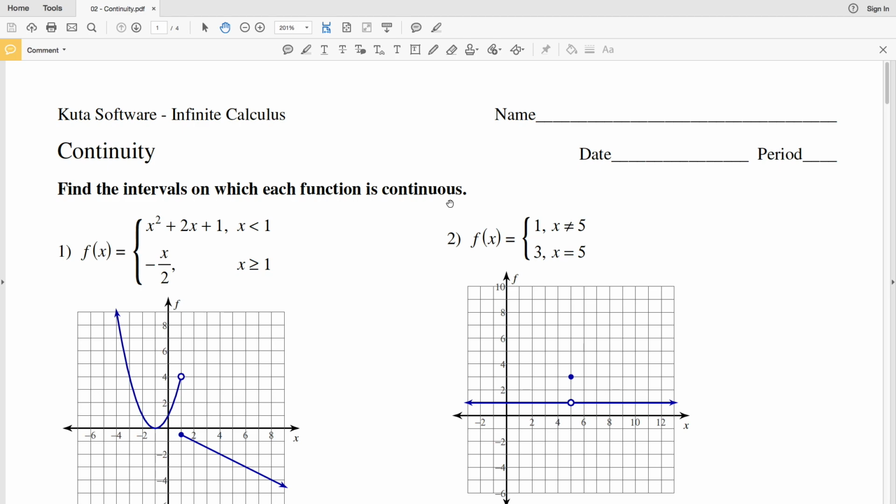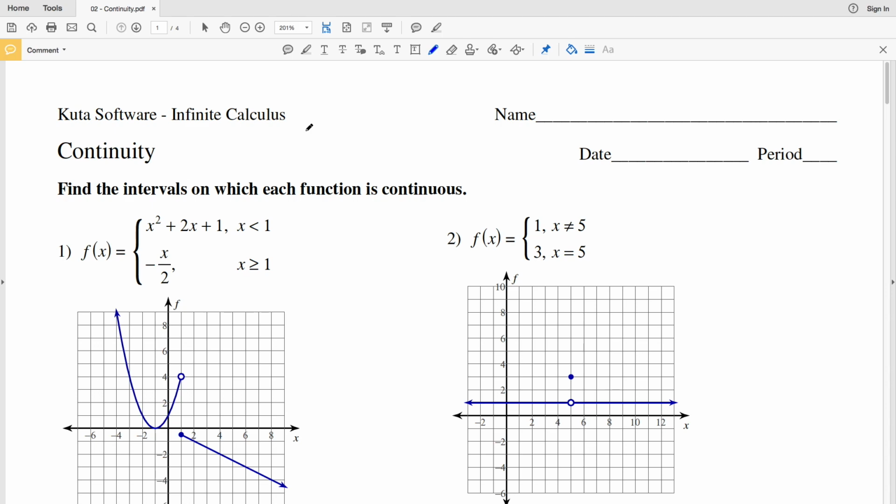In this video, we're going to go over the Kuta Software Infinite Calculus free worksheet on continuity. Continuity, as applied to a function, is like putting a pencil down and drawing your function. As long as you do not pick the pencil up, that function is continuous over that interval.